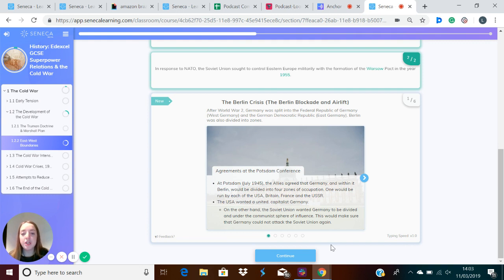The USA wanted a united capitalist Germany. On the other hand, the Soviet Union wanted Germany to be divided and under the communist sphere of influence. This would make sure that Germany could not attack the Soviet Union again.